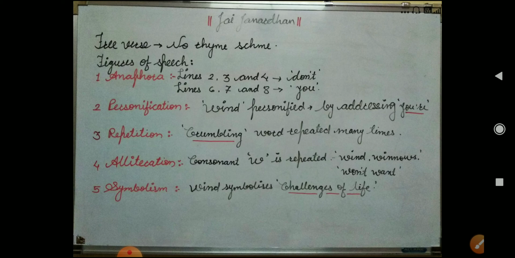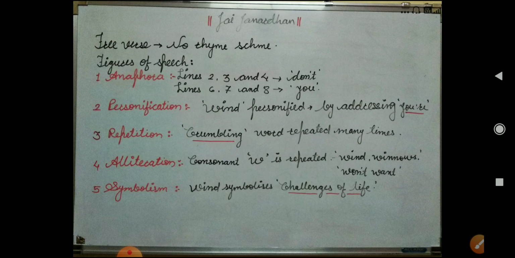The second figure of speech is personification. The whole poem is personified. Wind is personified in the whole poem. How do we come to know? Because wind is addressed by the word you here, and it is personified, treated as a human being. The third figure of speech used in this poem is repetition. The word crumbling is repeated about 7 times in the lines, and it emphasizes that the wind has the power to crush everything which comes its way.